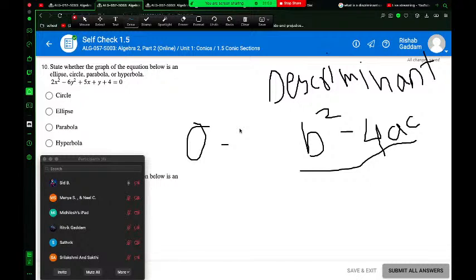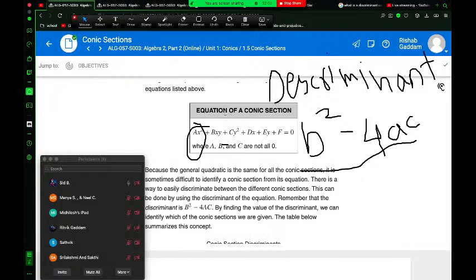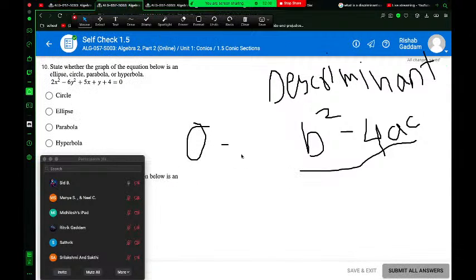4 times 2 times what else? Do you go back to the slides? So it's 4 times 2 times 6. And that will give you your answer. Okay, which is? 0 minus 4 times 2 times 6. I think it's negative 48.